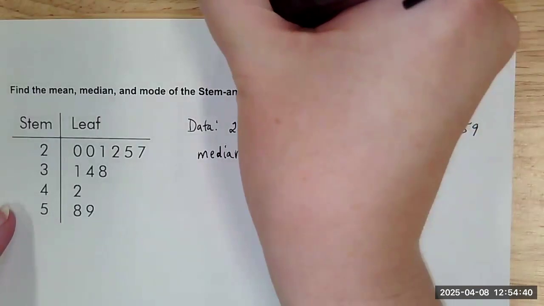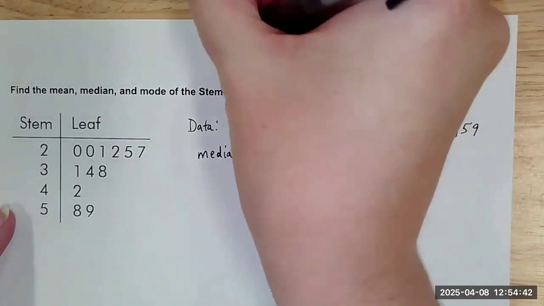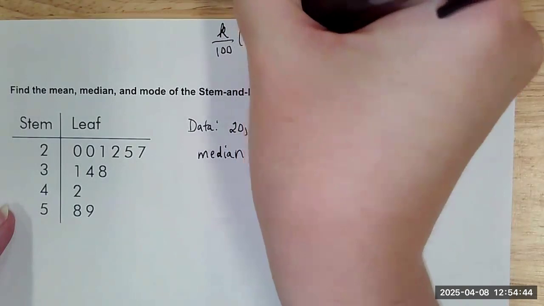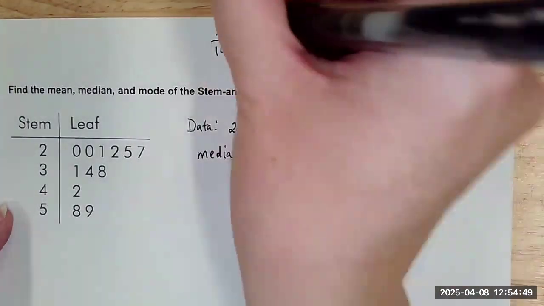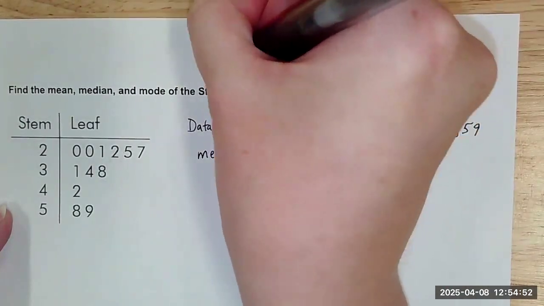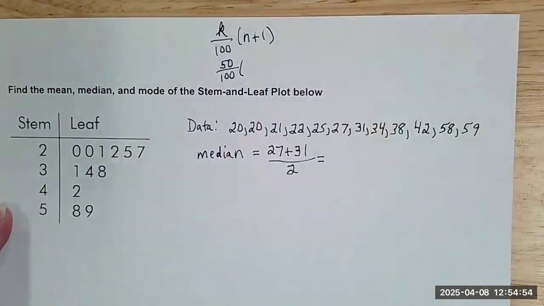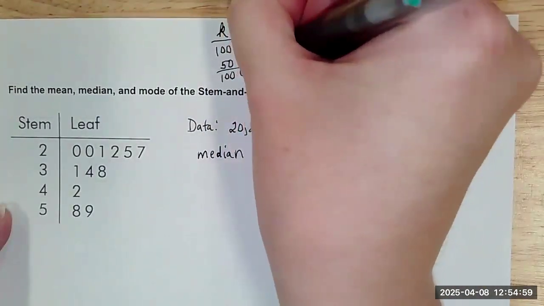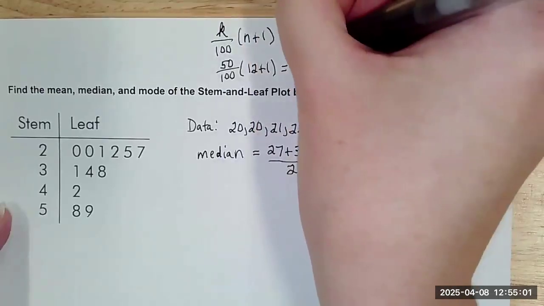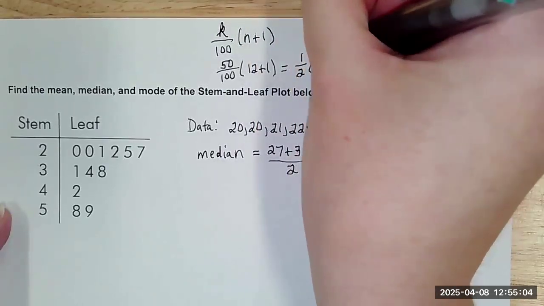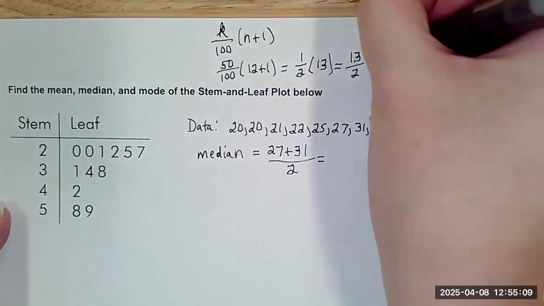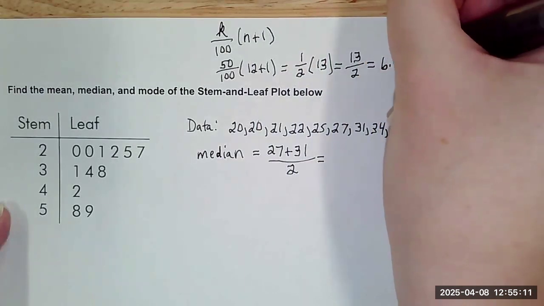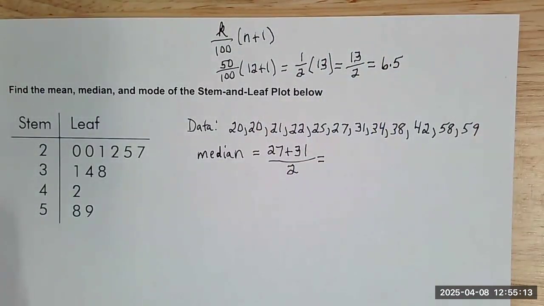I'll come up here to show you. We said it's k over 100 times n plus 1. If we're doing the median, the k is 50 then. And then the n is 12 because there's 12 of these total. So this is going to be 1/2 times 13, which is 13 divided by 2, which gave us 6.5. That's the position.